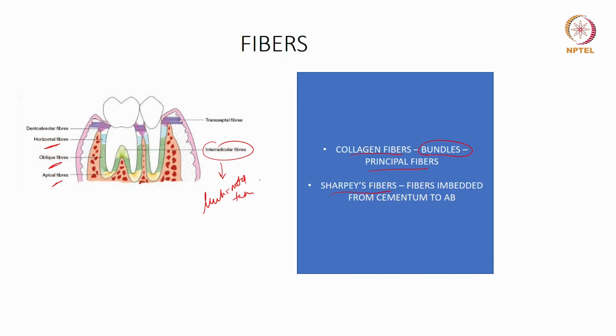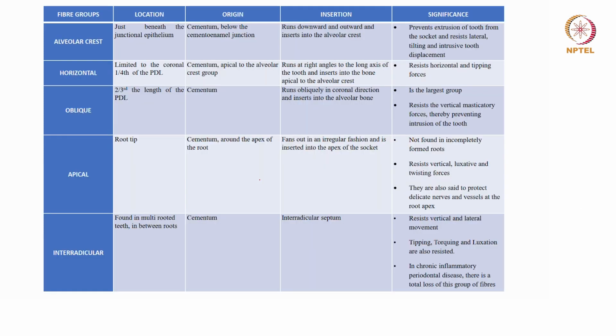So, each fiber has its own function. The alveolar crest fiber runs downwards and outwards and inserts into the alveolar crest. That is why it is termed the alveolar crest fiber, and it prevents extrusion of the tooth from the socket. It also resists lateral tilting and intrusive tooth displacement. Then comes the horizontal. Horizontal is limited to the coronal third and it runs at right angles. It resists horizontal and tipping forces.